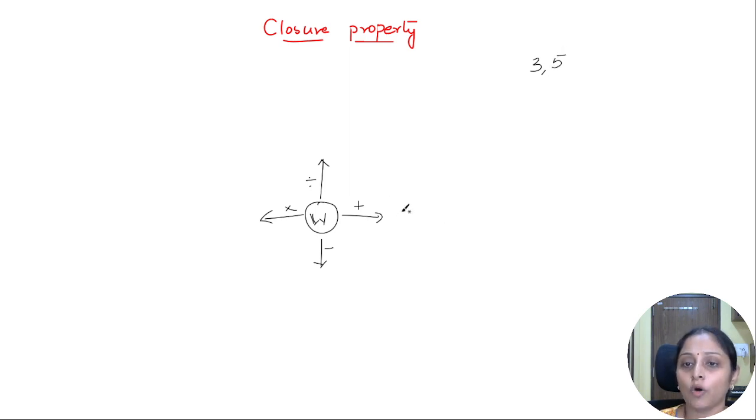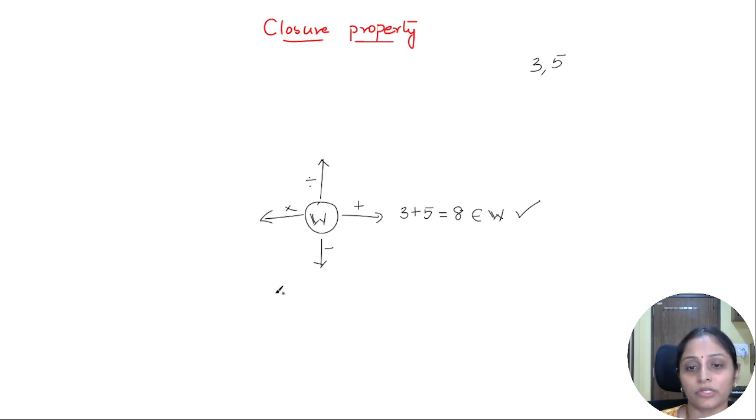Now what is A operation B under addition? That is nothing but 3 plus 5. Now what is 3 plus 5? 8. Does this element belong to the set of whole numbers? Yes. So you can say that whole numbers is closed under addition, right?